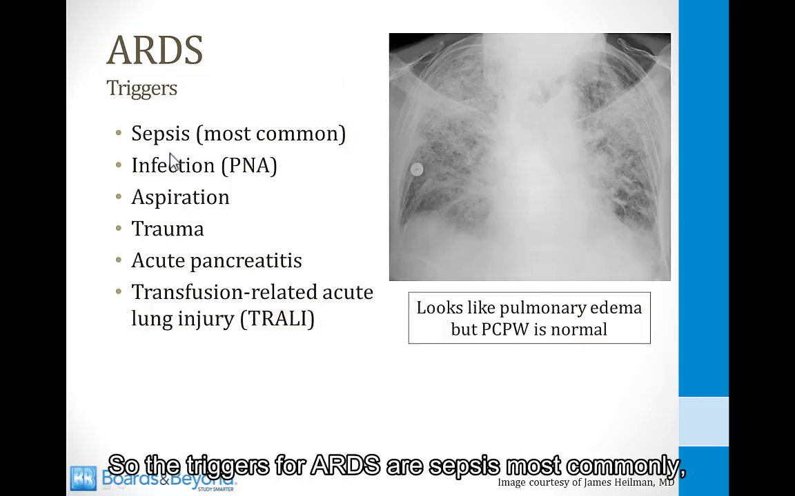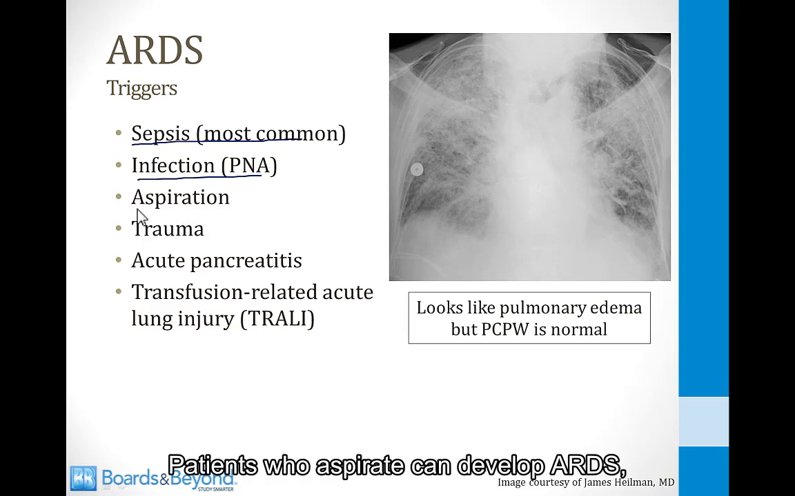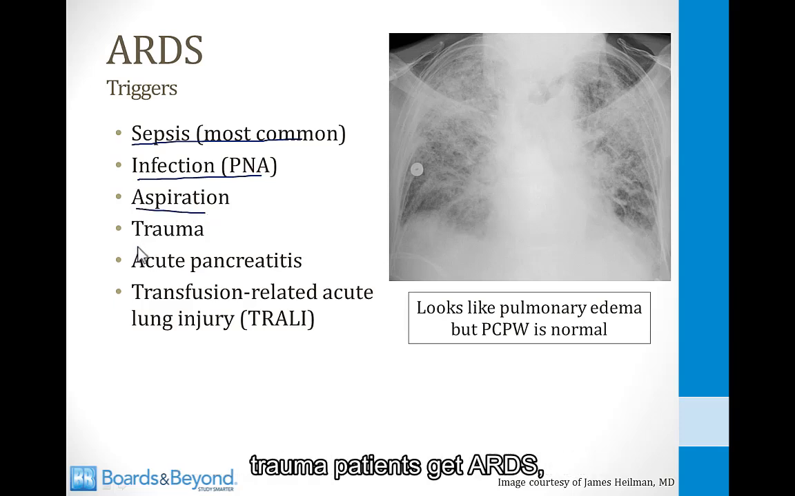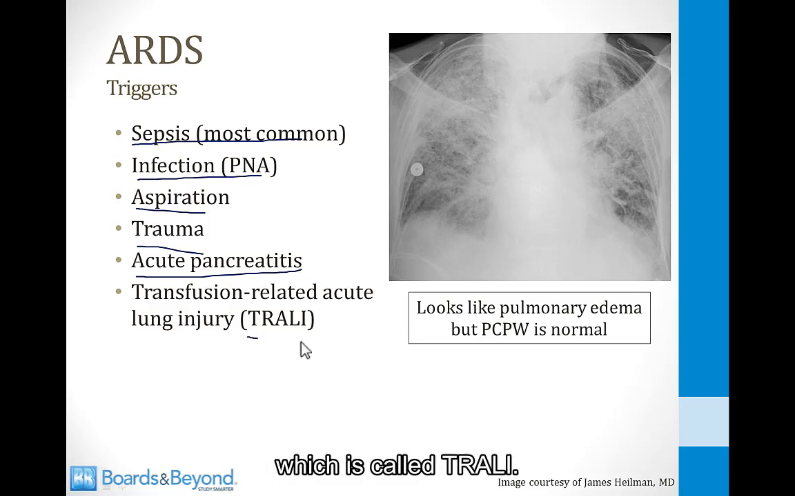So the triggers for ARDS are sepsis most commonly, but also infections like pneumonia. Patients who aspirate can develop ARDS. Trauma patients get ARDS. It happens in acute pancreatitis and sometimes in transfusion-related acute lung injury, which is called TRALI.